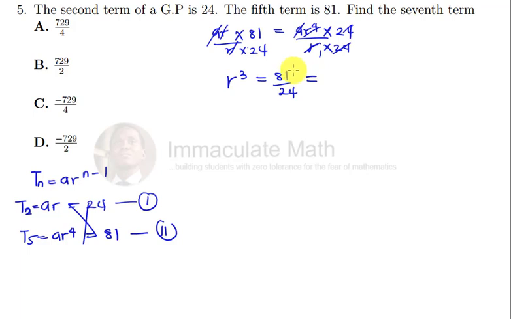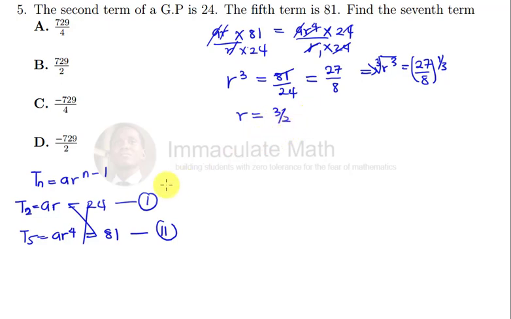So that means I can reduce this by dividing each of the numerator and the denominator by 3. 3 in 81 is 27, and 3 in 24 is 8. So that means I have r cubed equal to 27 all divided by 8. And if I take the cube root of both sides, I'm going to have my ratio r equal to 3 all divided by 2, because the cube root of 27 is 3 and the cube root of 8 is 2. So I have this as my common ratio.